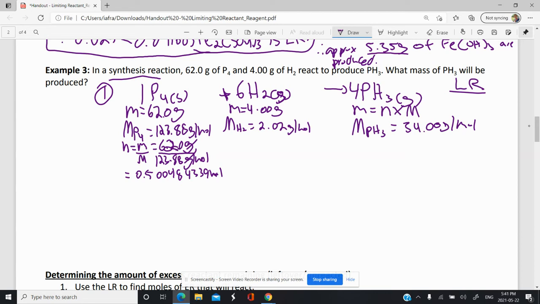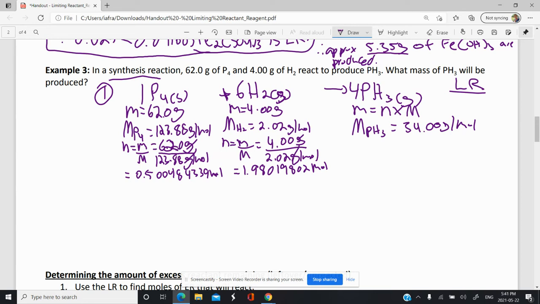And we're going to do the same process here. We're going to do our moles is equal to our mass over our molar mass, which is equal to 4.00 grams over the 2.02 grams per mole. So we'll have 4 divided by 2.02. And we get approximately 1.019802 moles.